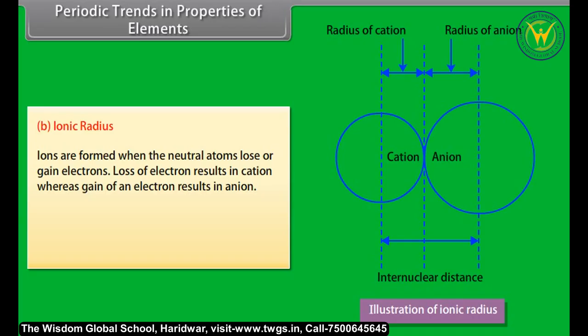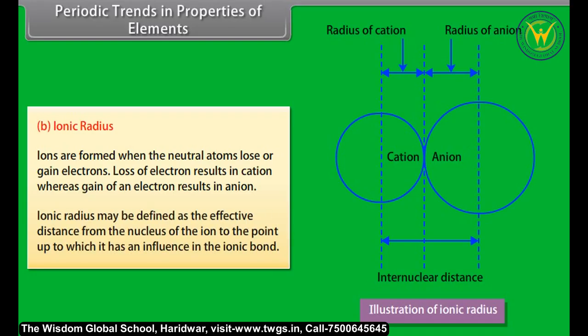Loss of electron results in a cation, whereas gain of an electron results in an anion. Ionic radius may be defined as the effective distance from the nucleus of the ion to the point up to which it has an influence in the ionic bond.